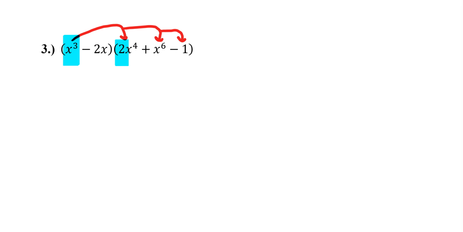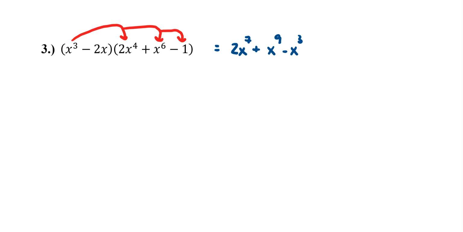So x cubed times 2x to the fourth. We're going to add the exponents together to combine them, and we get 2x to the seventh. And then x cubed times x to the sixth. That's going to give us plus x to the ninth when we add the exponents together. And then x cubed times negative 1 just gives us minus x cubed.